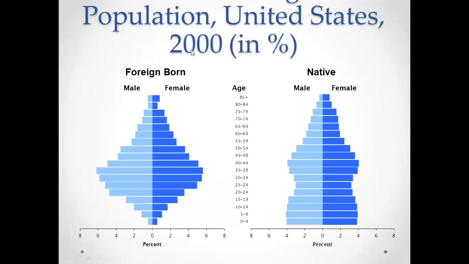In the US data, in 2000, for the foreign born, the percentage for both male and female is highest at around ages 35 to 39, that's the peak. For natives, the highest are ages 5 to 9, the natives really, and then 40 to 44. That's for females, and for the males, of course, it's there too.